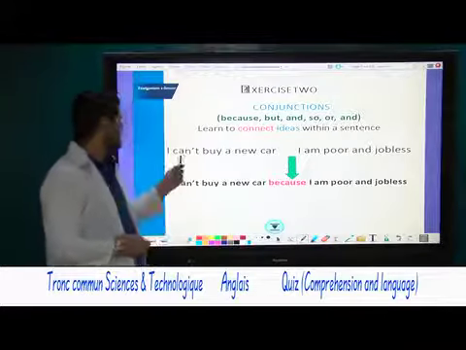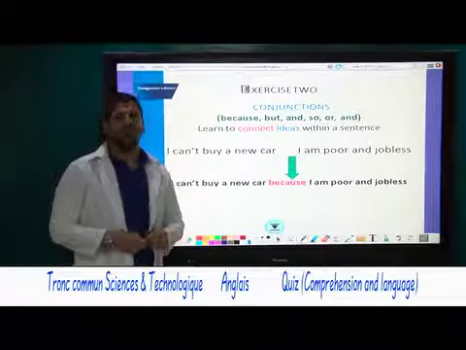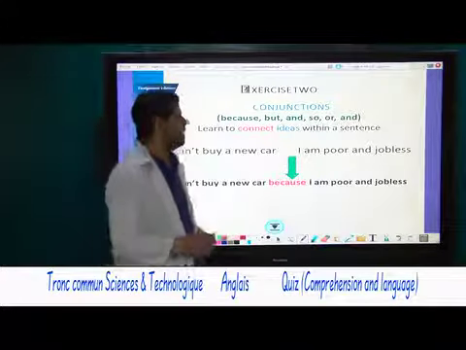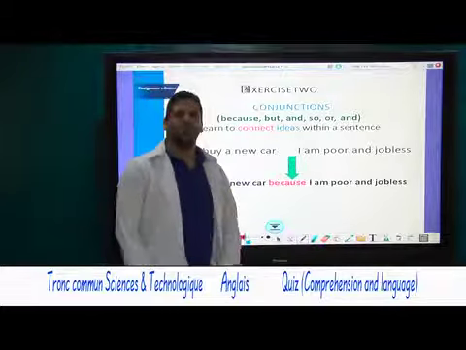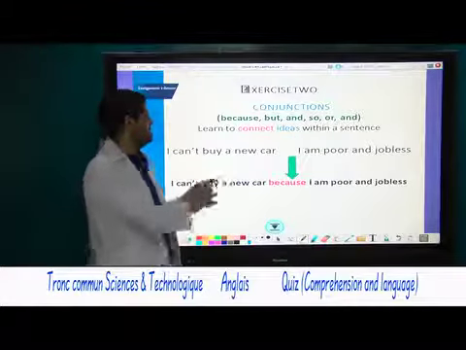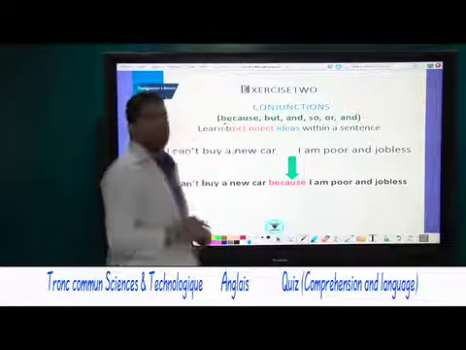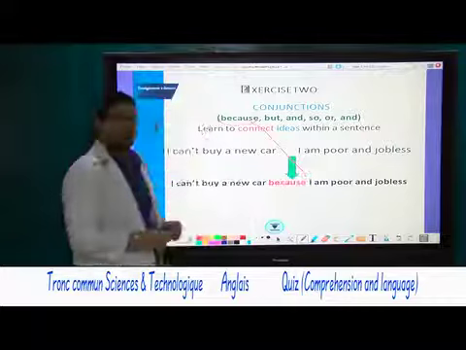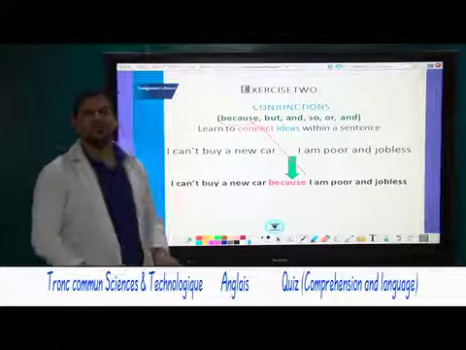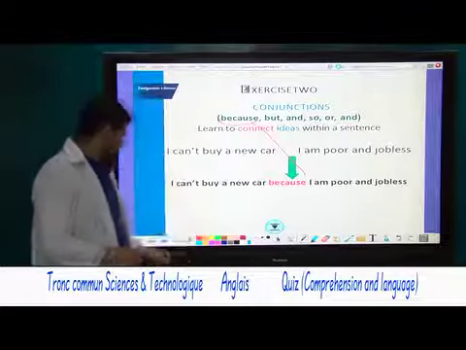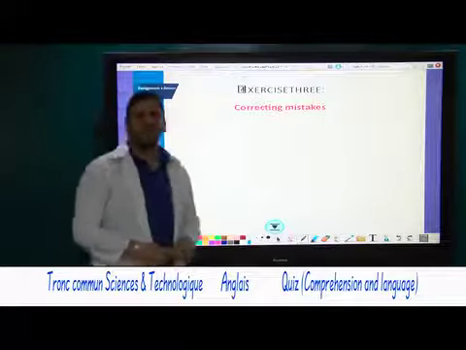For example, here we have, I can't buy a new car. In the second part, we have, I am poor and jobless. So what is the connector you might use here? Of course, it is because. So you can put it here. Okay? I can't buy a new car because I am poor and jobless. Is that clear? Okay.